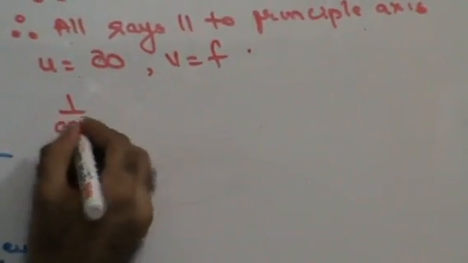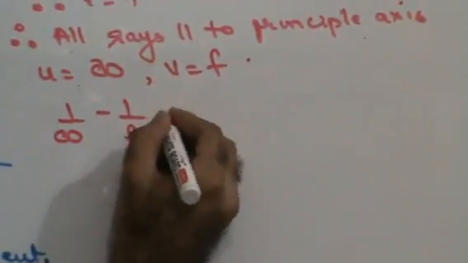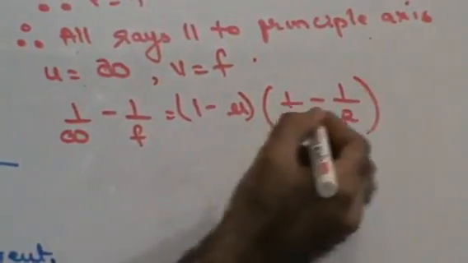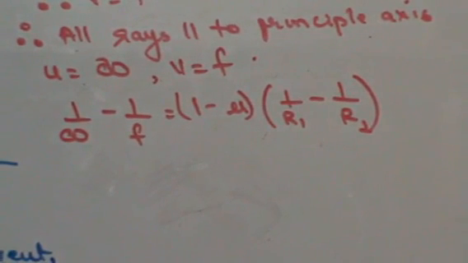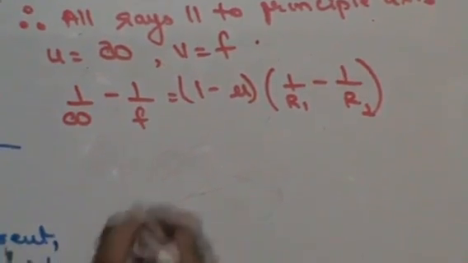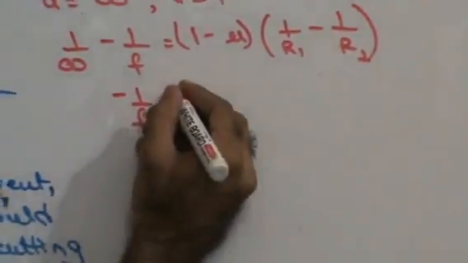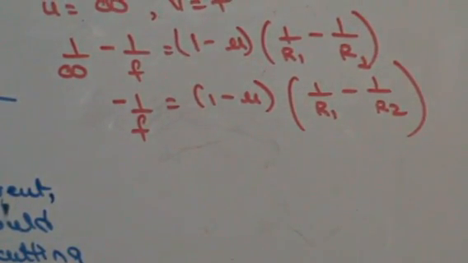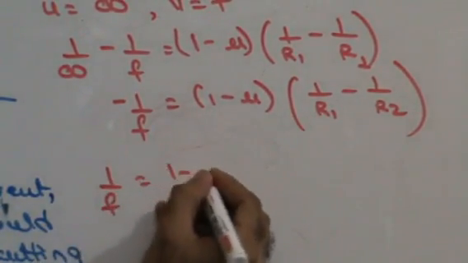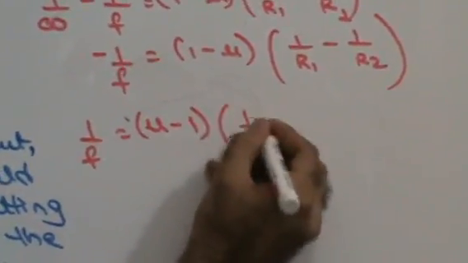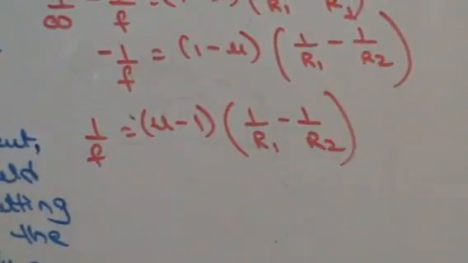So instead of 1 upon u, I'll get 1 upon infinity minus 1 upon f is 1 minus mu, 1 upon r1 minus 1 upon r2. 1 upon infinity is nothing but 0. Therefore, I can say that minus 1 upon f is 1 minus mu, 1 upon r1 minus 1 upon r2. Take minus sign on the other side, in which case I'll get 1 upon f is mu minus 1, 1 upon r1 minus 1 upon r2.